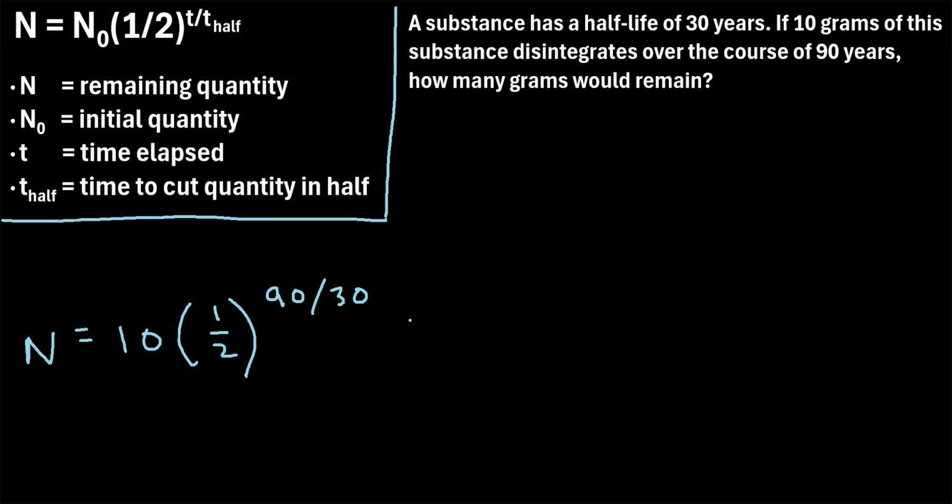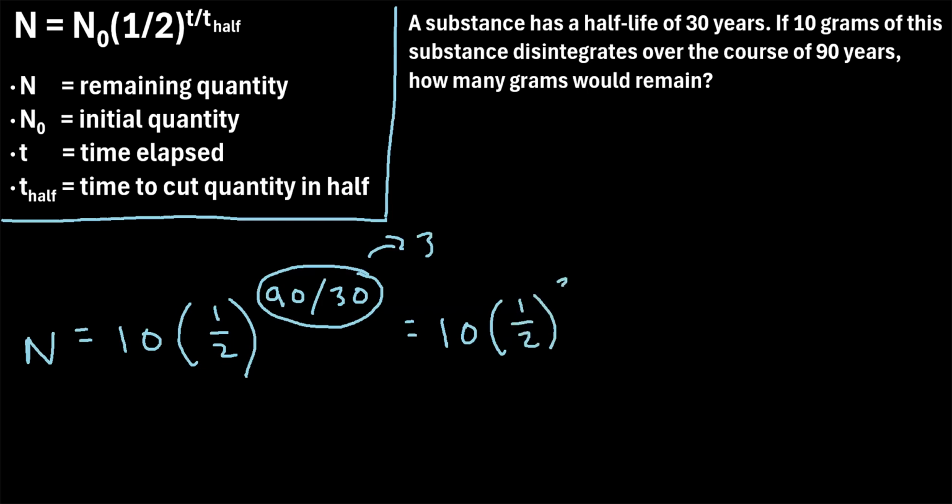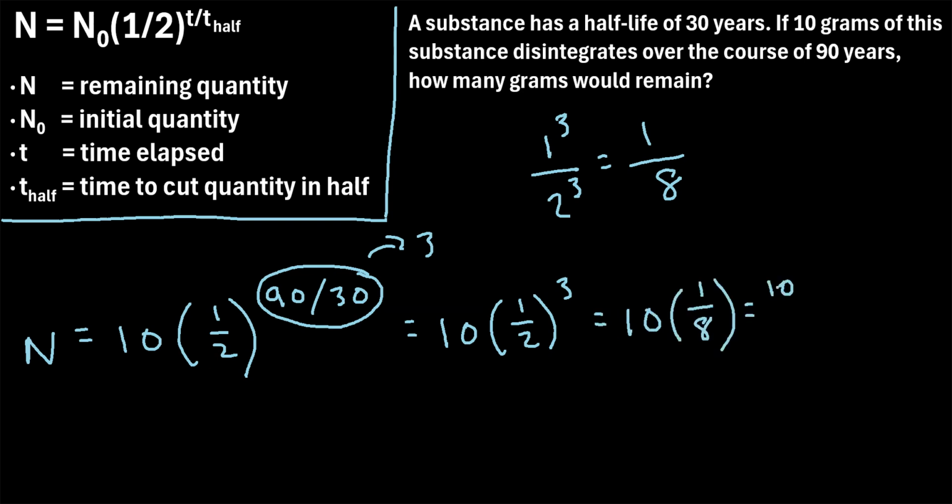So how can we solve for N? Well, we can start in the exponent up here. 90 divided by 30, that's just equal to 3. So what we really have is 10 times 1/2 to the power of 3. To figure out what that is, we can just do the numerator to the power of 3 divided by the denominator to the power of 3. So we could write 1 to the power of 3 over 2 to the power of 3. Well, 1 to anything is just 1, and then 2 to the power of 3, that's 2 times 2 times 2, that's 8. So what we really have is 10 times 1/8, that's just 10 over 8.